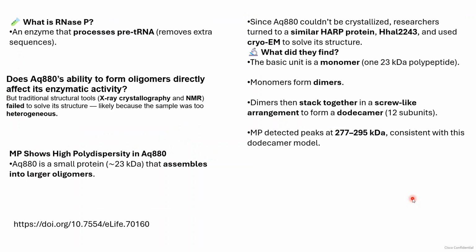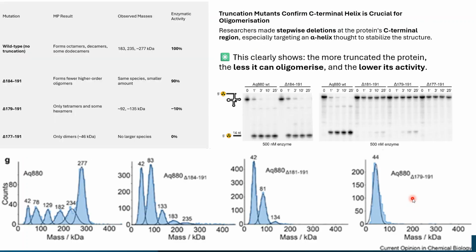MP in this case detects a peak at 277 and 295 kDa, which is very consistent with the dodecamer model from the cryo-EM of HARP protein. In the same way, the Aqua 880 structure was examined by mass photometry, and they found the highest peak near 277, and also other peaks at 42 and 78, showing that they form various octamers, decamers, and dodecamers as well.